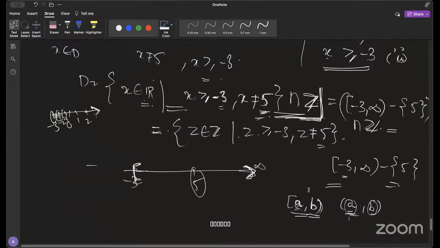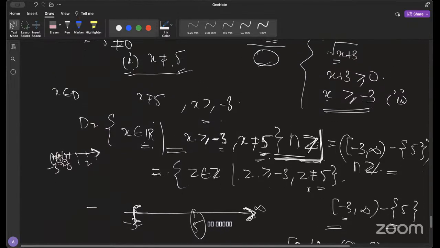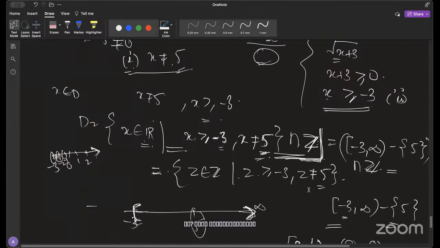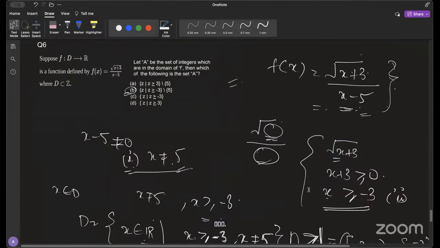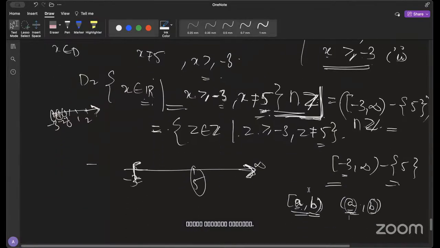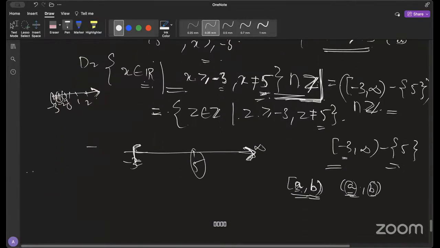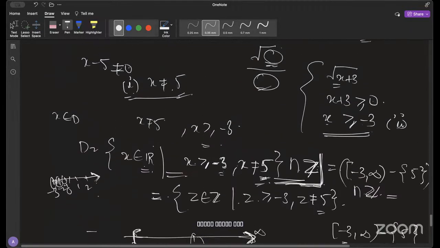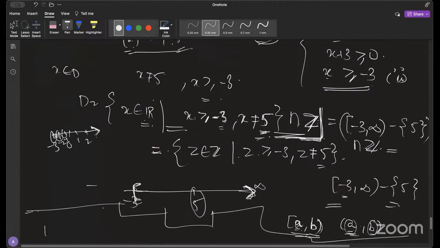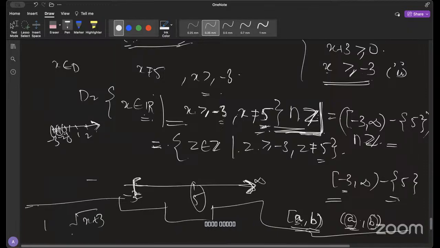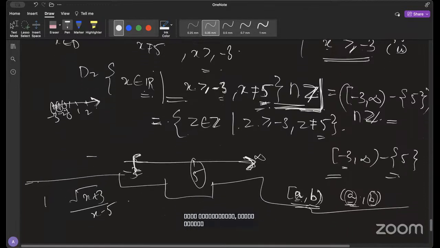We'll move on. Ma'am, can you also explain the codomain and range, how to find them in this function? Okay. See, codomain you don't find. You are given the codomain. Range you find. So your function is square root of x plus 3 by x minus 5. So you put a c here, you will get square root of x plus 3.